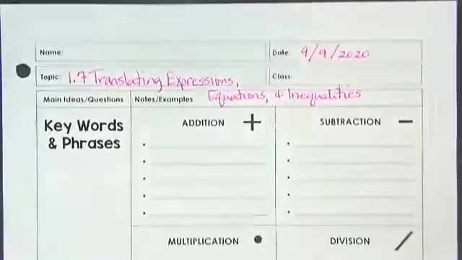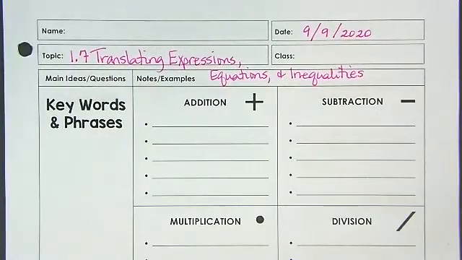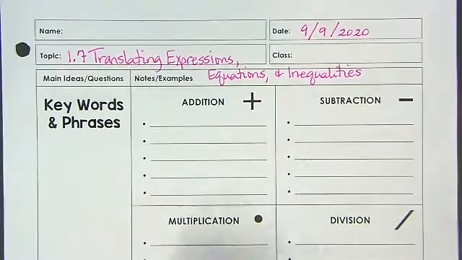Good morning, guys. I'm going to zoom out a little bit here. So today we are talking about 1-7, translating expressions, equations, and inequalities. The first thing we're going to go through and do is write some words that mean these symbols.